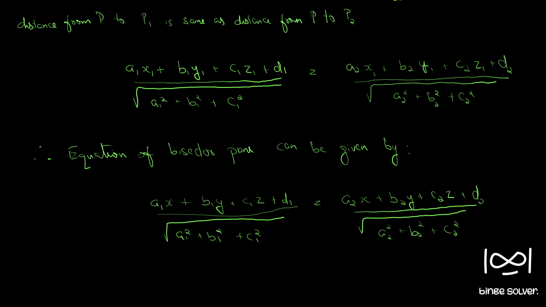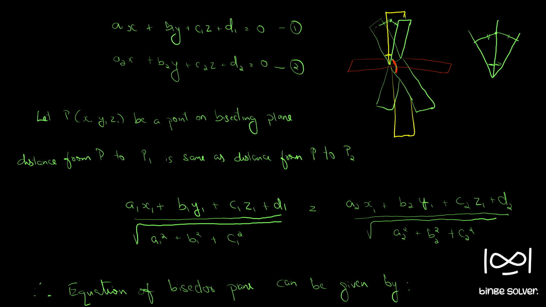Now we have a small problem here. If you take the red plane also, and any random point on plane 1 and draw a perpendicular like this, say this is the perpendicular, this distance will also be equal. Then this equation satisfies the red plane also. So how will we find whether this given equation represents the yellow plane or the red plane? This is where a little complication comes.